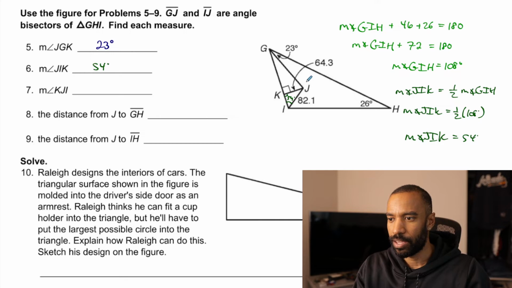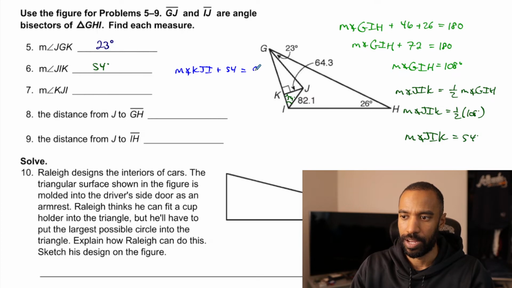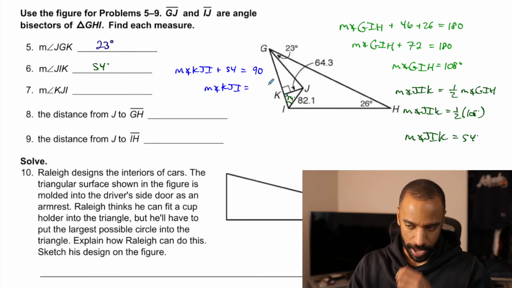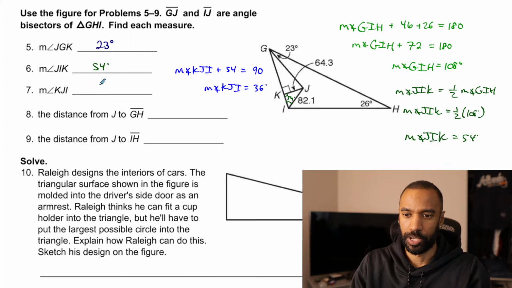So the measure of angle KJI plus 54 degrees right there, we just found out that's 54, is 90 degrees, right? These two just add to 90, plus that 90 is 180. Subtract 54, so basically they're complementary. So the measure of angle KJI is 36 degrees right there. All right, there we go.